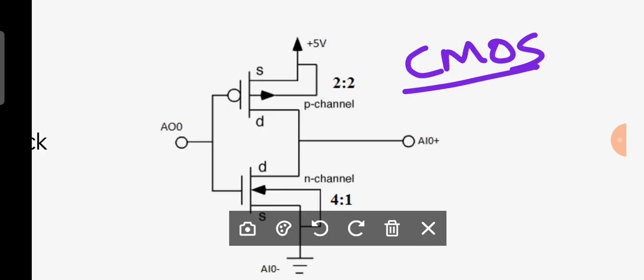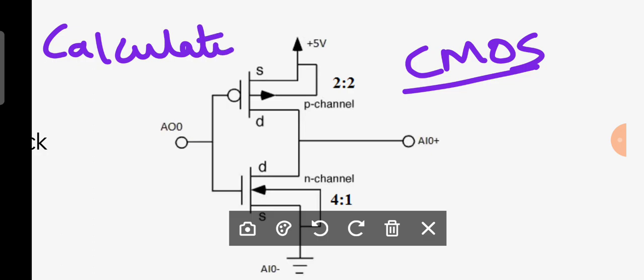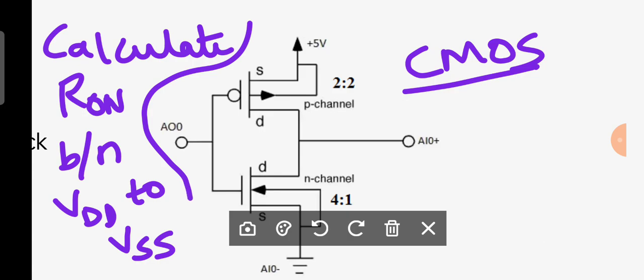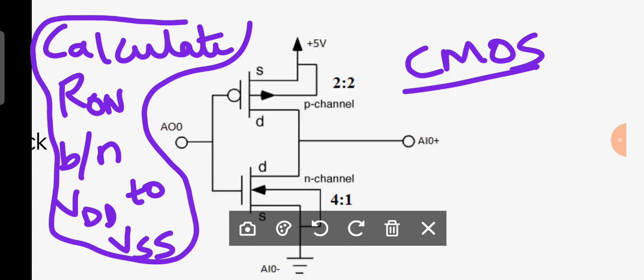And the question is, we have to calculate the on resistance between VDD to VSS. This is the question, guys.